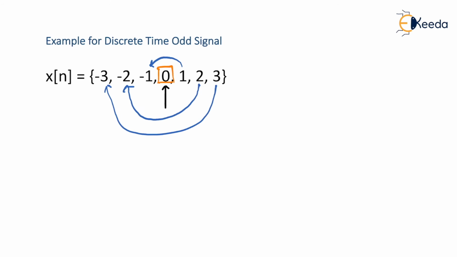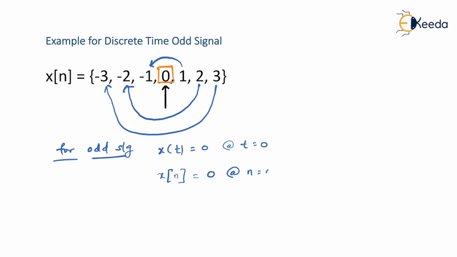So for an odd signal, we have seen a common property, that is x of t is always 0 at t equal to 0, and even for a discrete time signal, x of n is also 0 at n equal to 0. But as I said, this is not the sufficient condition. The sufficient condition is whatever is present on the right hand side, exactly equal but opposite in polarity, should be present on the left hand side, and vice versa. If it is so, the given signal is said to be an odd signal.